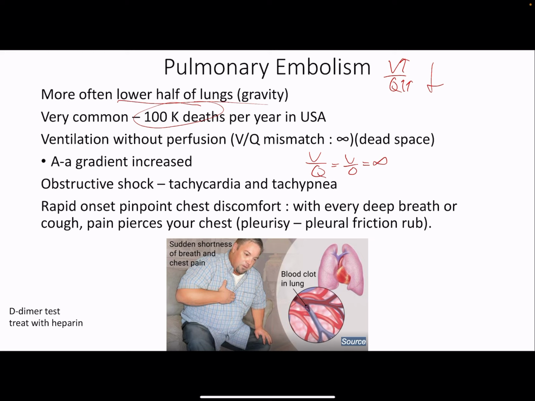So we might see people with tachycardia and tachypnea. This is going to be rapid onset pinpoint chest discomfort. So every deep breath or cough, pain is going to pierce the chest.